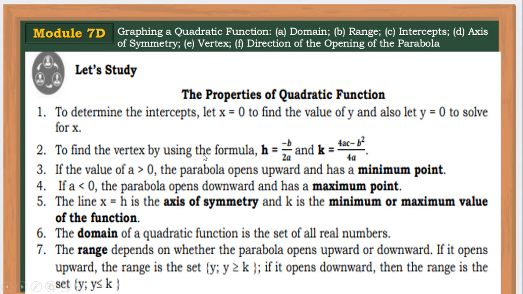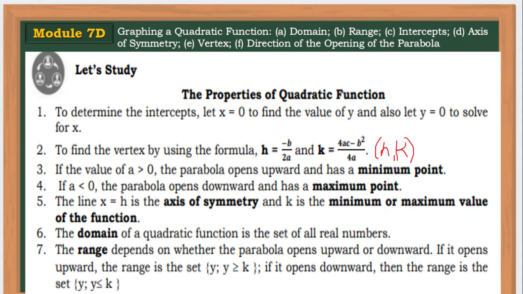And to find the vertex, using the formula, h is equal to negative b over 2a and k is equal to 4ac minus b squared all over 4a. So, ito yung vertex natin, h and k.